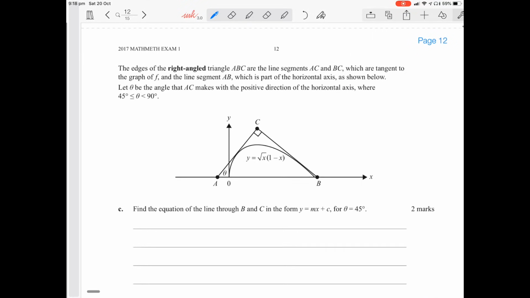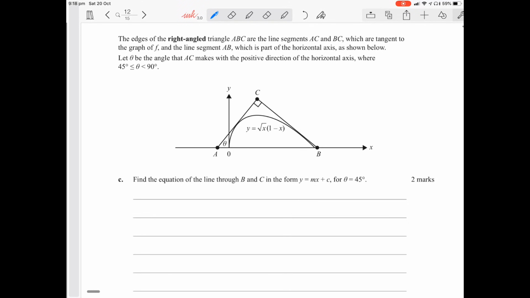Okay, the edges of a right angled triangle ABC are line segments AC and then CB, which are tangents to the graph of f. So that's a tangent, and then that's a tangent. Line segment AB is part of the horizontal axis, as shown. Let theta be the angle AC makes with the positive direction of the x-axis, where theta is between 45 and 90. So it could only get bigger. Like if you move it in, that's going to get bigger.